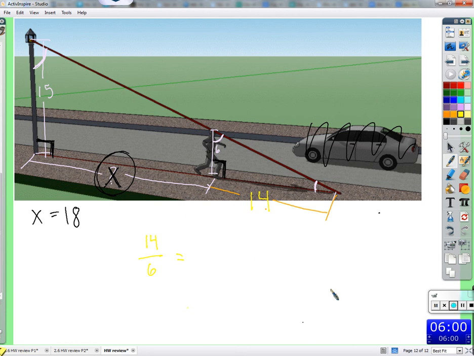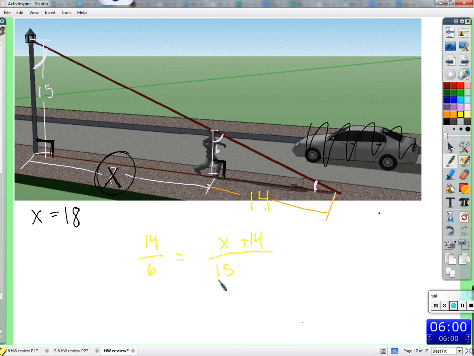Tyler? Do 15 over x. 15 over x, x over 15, yeah, it's got to be, so you've got to take the long side, 14, over the short side, 6. That's got to be equal to the long side. Is that x over 15? Why not? Because x is just part of the triangle. X is part of the bottom. But what is the bottom altogether? X plus 14. You can set that up. Right? That's true. The long side over the short side is equal to the long side over the short side. That's how similar triangles work.